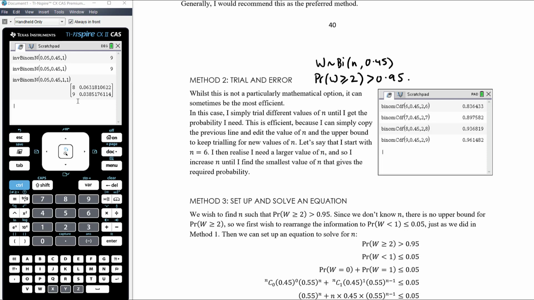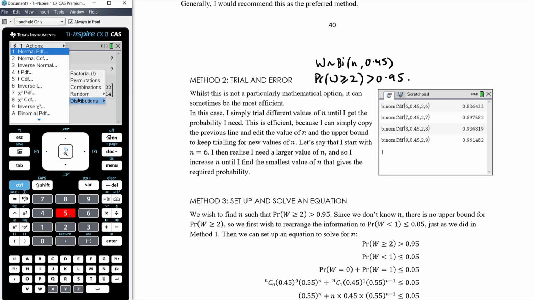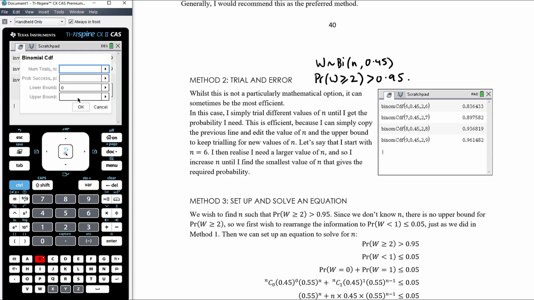Okay, so you just start by guessing a value of n. And then you adjust from there. So menu 55B for binomial CDF. The number of trials is what we don't know. I'm going to guess 6. Let's say n is 6.